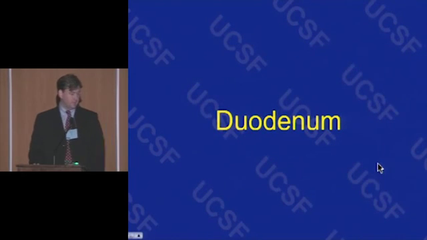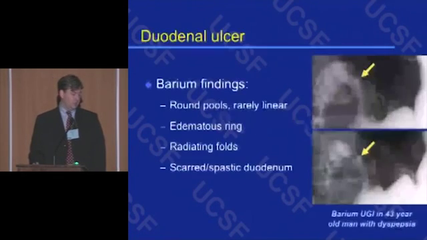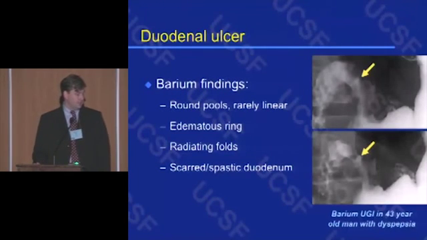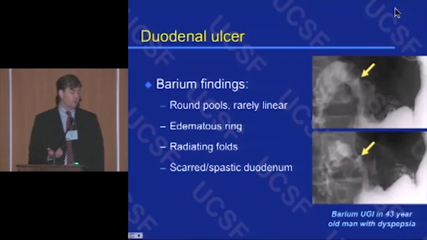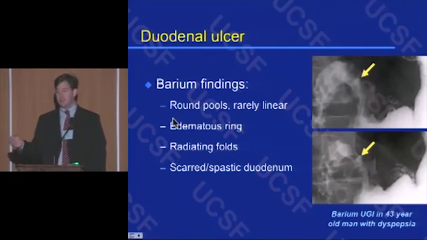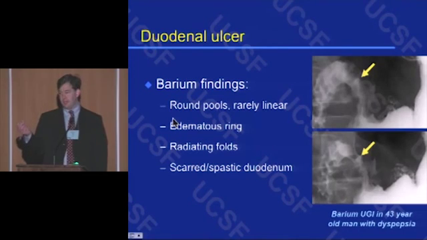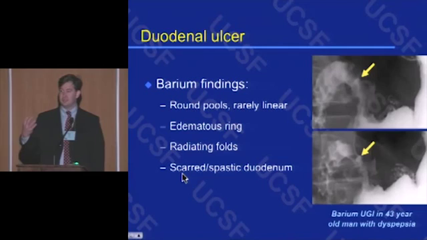So moving down into the duodenum. The first thing you always worry about whenever you're looking at a duodenum is duodenal ulcers. On barium, like you see in the stomach, they're round pools of barium surrounded by a mound, edematous mound. You got radiating folds going to and from it. When they're healing or when they've healed, they sometimes get spastic narrowing, so you get this focal narrowing of contractions around it.